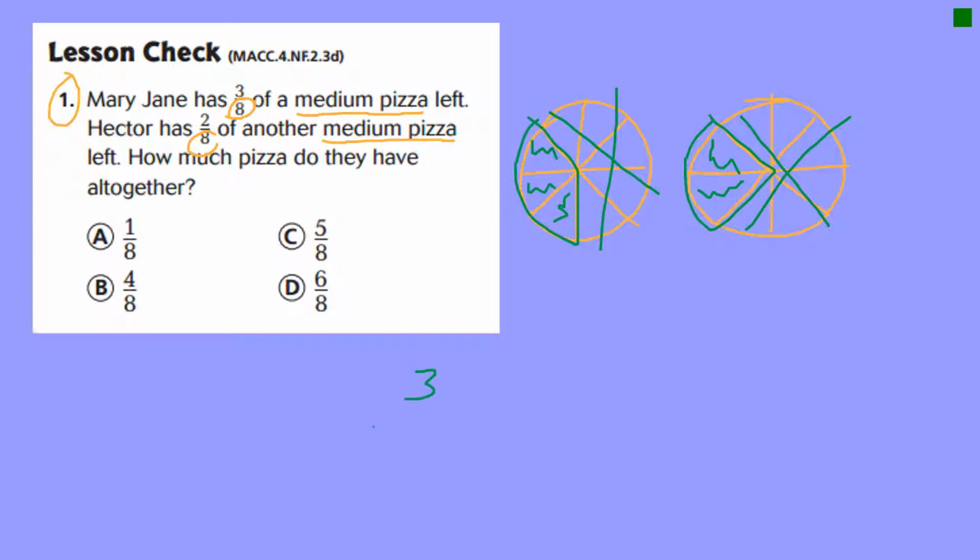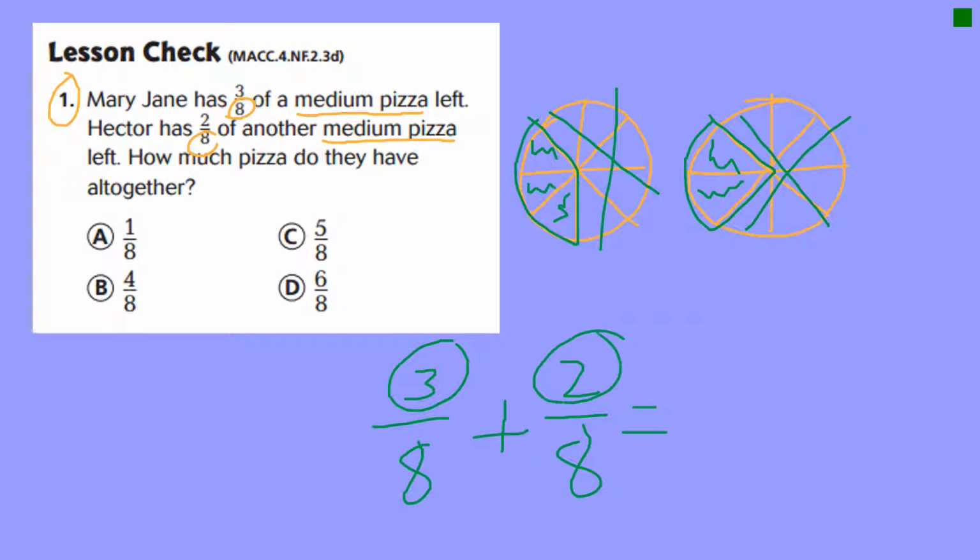Well, they have 3/8 plus 2/8 of their medium pizzas. So 3 pieces plus 2 pieces out of 8 is 5/8. So they have 5/8 pizza left.